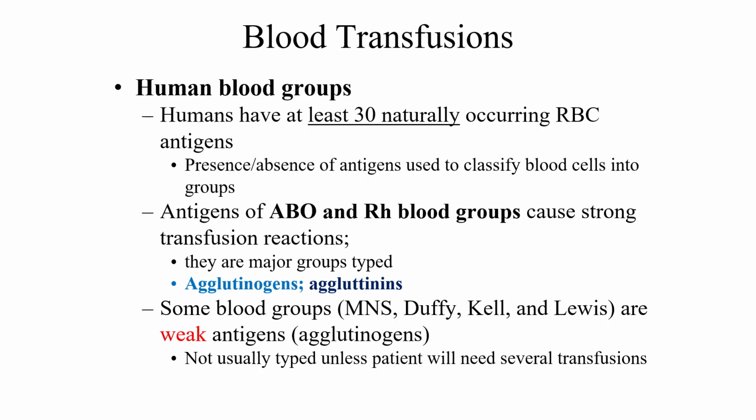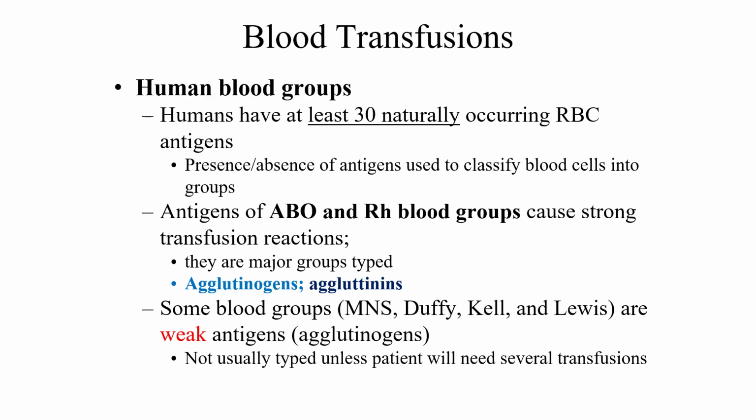We have the agglutinogen, which is going to be the antigen. This is the thing that triggers the response. And then we have the agglutinin, which is the antibody. This is the thing that reacts against our foreign agglutinogens.